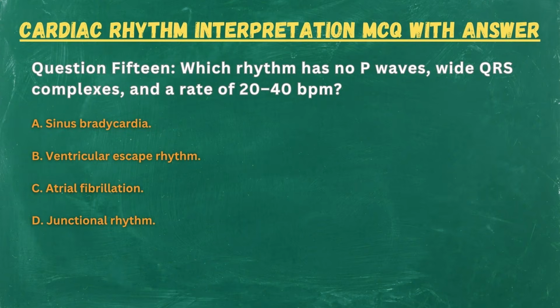Question 15. Which rhythm has no P waves, wide QRS complexes, and a rate of 20 to 40 BPM? A. Sinus bradycardia. B. Ventricular escape rhythm. C. Atrial fibrillation. D. Junctional rhythm. Answer: B. Ventricular escape rhythm.